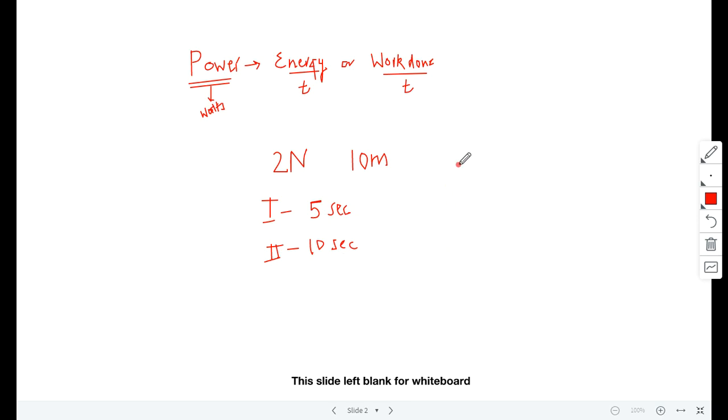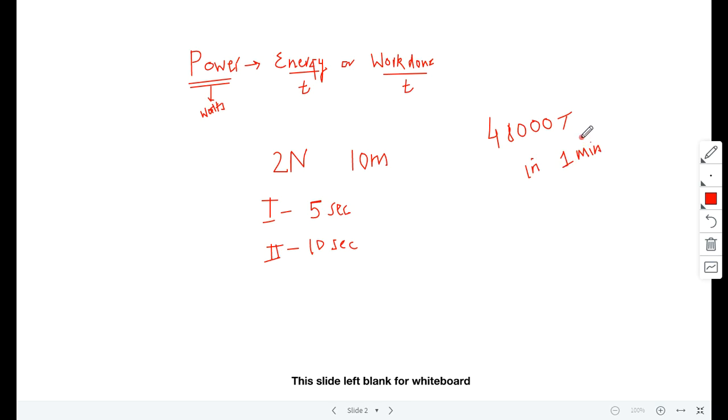Now a hair dryer transfers 48,000 joules of energy in 1 minute. What is the power rating of the hairdryer? So 48,000 joules in one minute. So that means, wait, does it have to be in seconds?